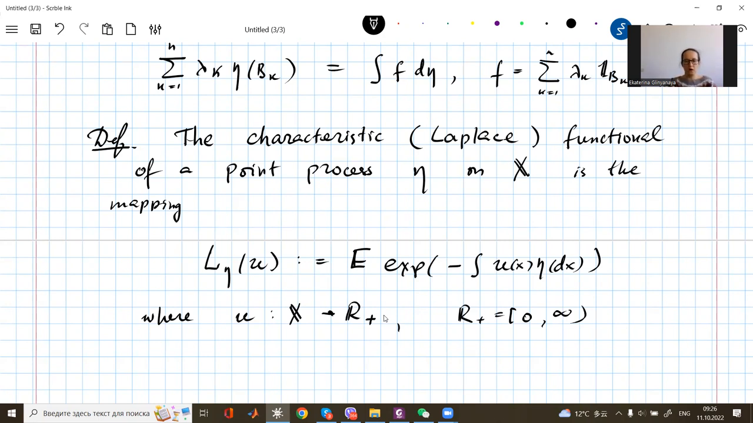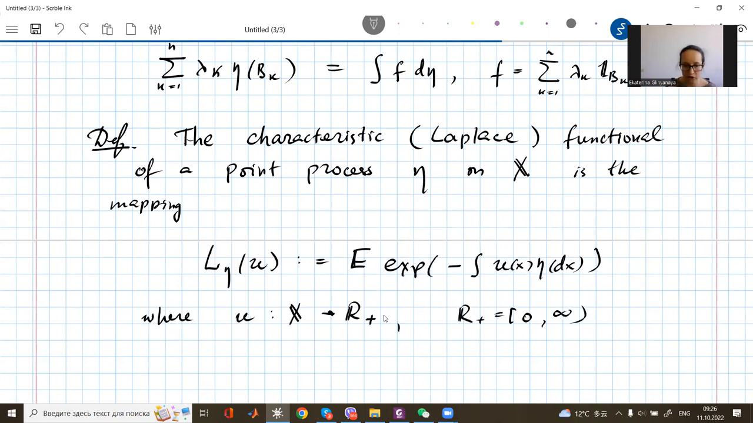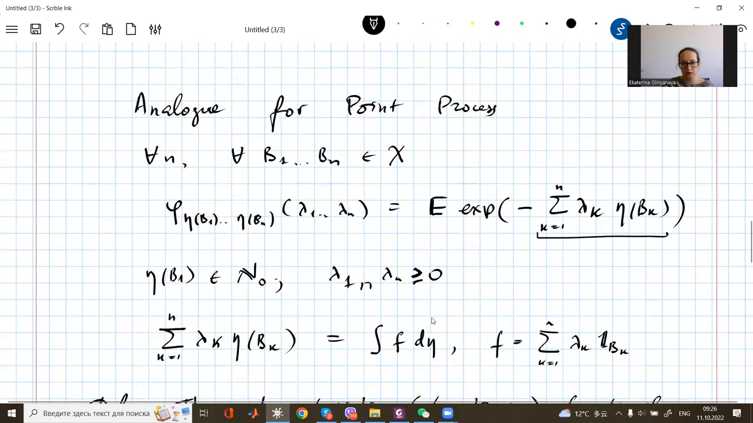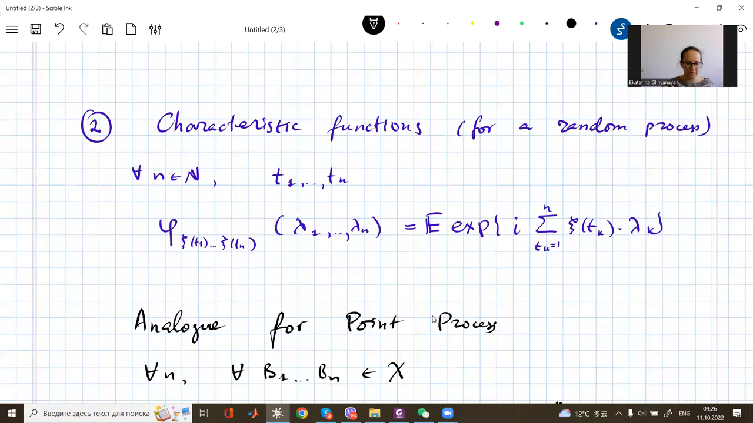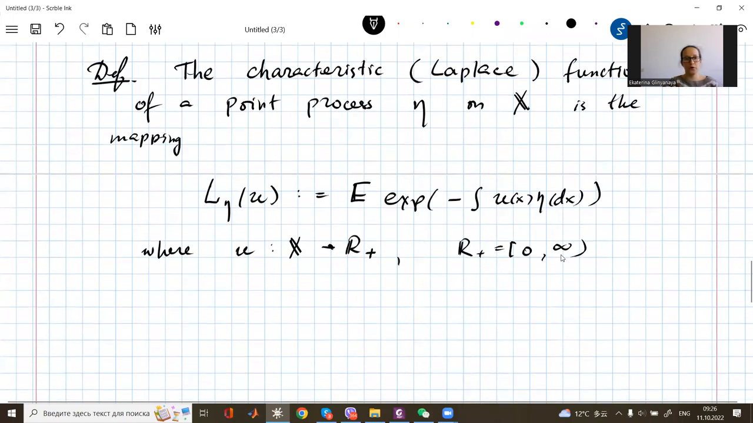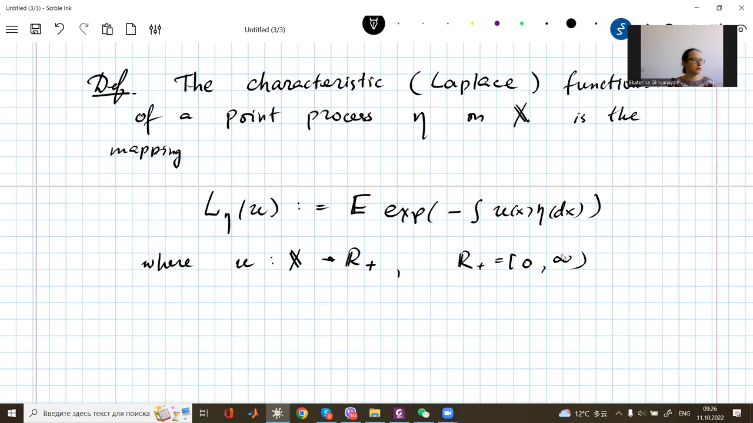Okay, so this is a definition of a characteristic functional, and now we understand its motivation. So this is a strict analog of a characteristic function of a random vector or of a random process. We have these two tools to investigate the distribution of a point process. And now let us see that they define a process uniquely.